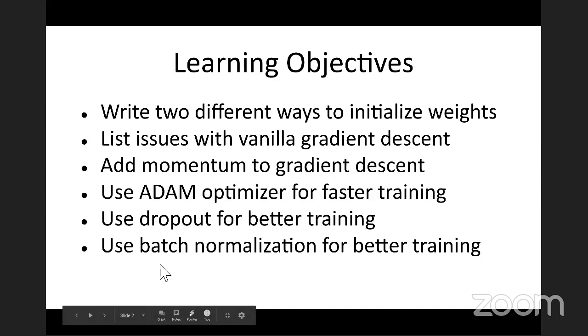Okay. So let's look at the learning objectives. By the end of this topic, you should be able to write about different ways of initializing weights. You should be able to list issues with vanilla, that means regular, gradient descent. You should know how to add momentum to gradient descent. And you will also know about some more advanced optimizers such as Adam, and also some tips and tricks to make the training better to increase the accuracy, including dropout and batch normalization.